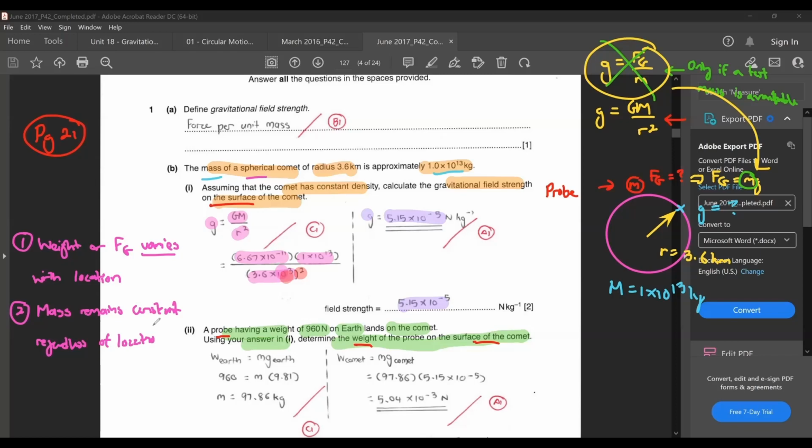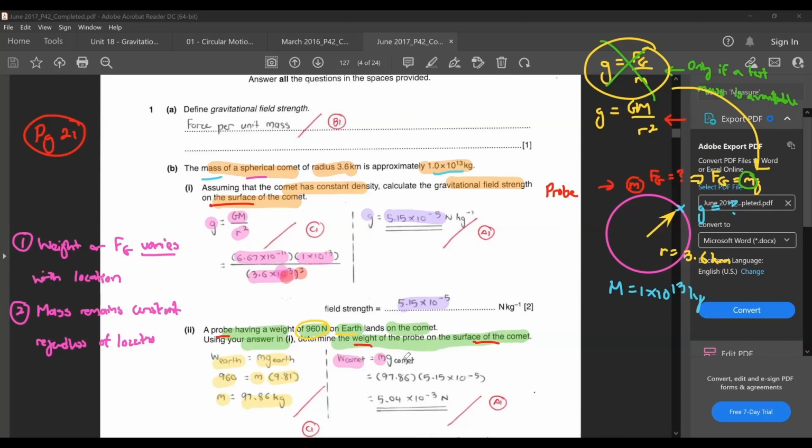Okay, so here you need to find out the mass first by using the information you have when it was on Earth. On Earth, you know the weight is 960 Newton. You use W equals mg. 960 equals m times 9.81. Mass is 97.86 kg. So from here, you can then find out what is your weight on the comet.